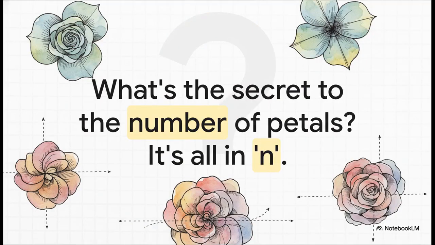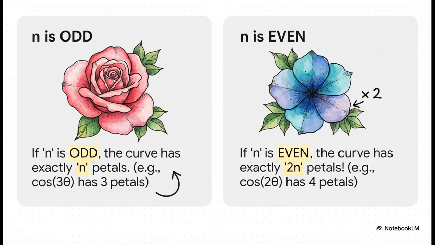And this is the key question. Does an n of 3 mean you get 3 petals? Does an n of 4 mean you get 4? I mean, you'd think there's just a simple one-to-one relationship here, but polar coordinates have a really cool little twist in store for us. And here it is, the code is revealed.